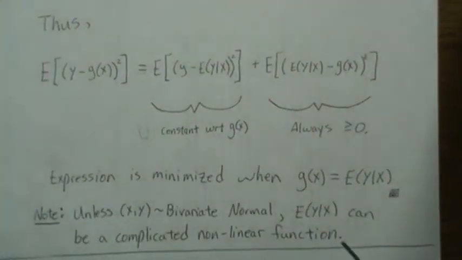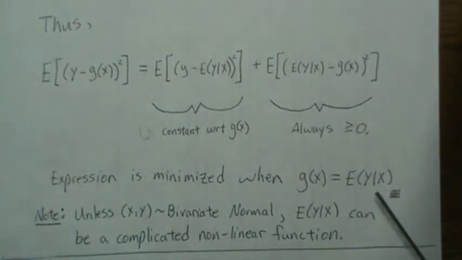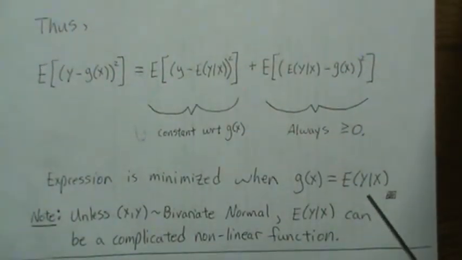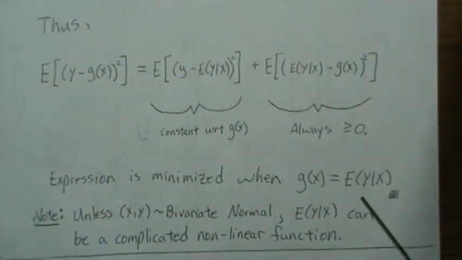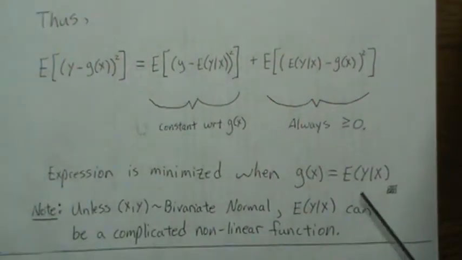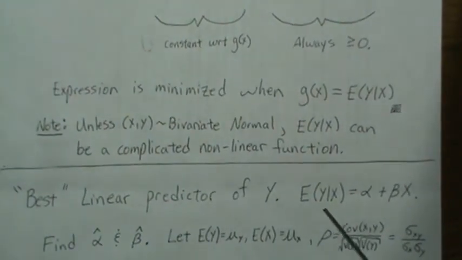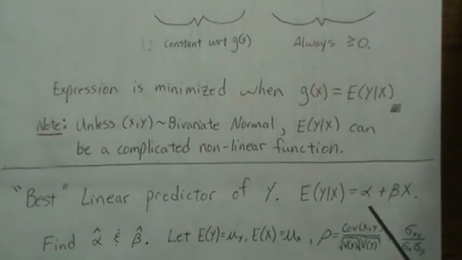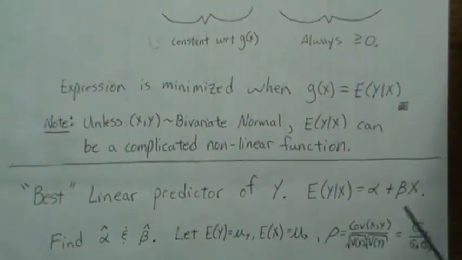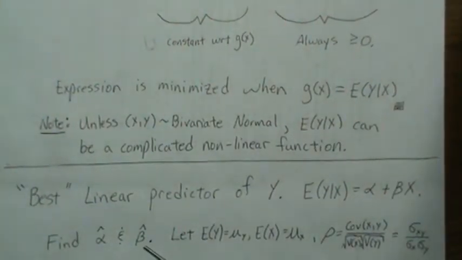But one note is that unless it's bivariate normal, this can be a pretty complicated nonlinear function. But sometimes we just want a linear function or a line to estimate y. And so we can find the best linear predictor of y. So let's let the expected value of y given x equal alpha plus beta x. So this is a line, and we want to find an estimator of alpha and an estimator of beta.